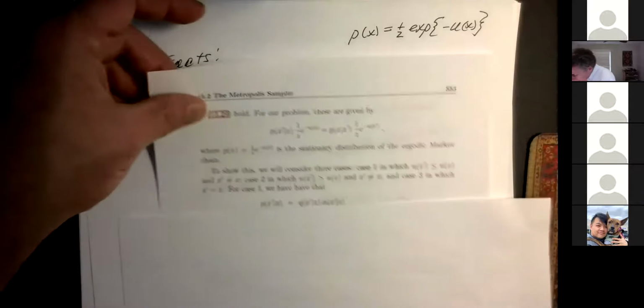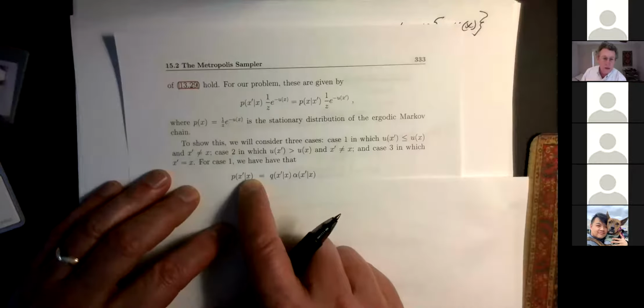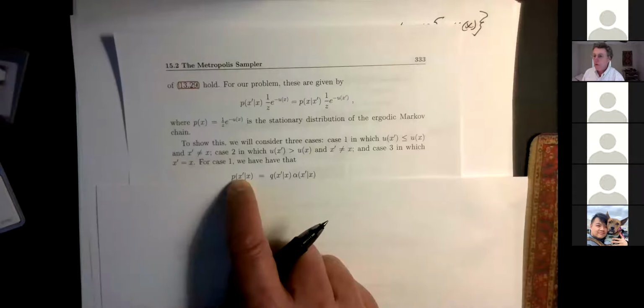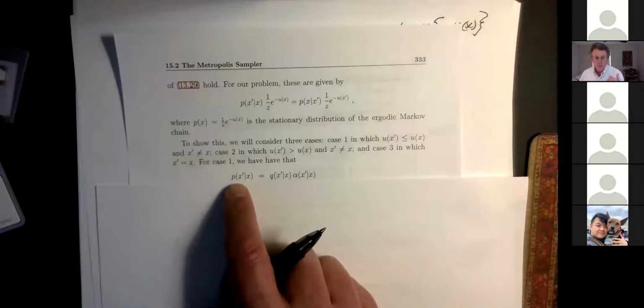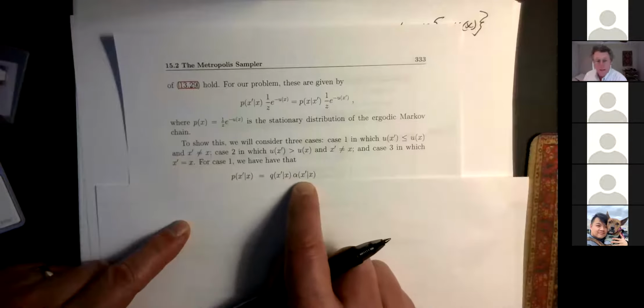Okay, let's see if we can do this. If we start in state X, the probability of going to state X prime depends on two things. First of all, we have to generate X prime as a proposal. You can't get to that state if nobody proposes it. It's like you're trying to figure out where to go to dinner. If nobody says, well, let's go to pizza, you're not going to go to pizza. So someone has to propose going to get pizza. Someone has to propose X prime, and then it has to get accepted.